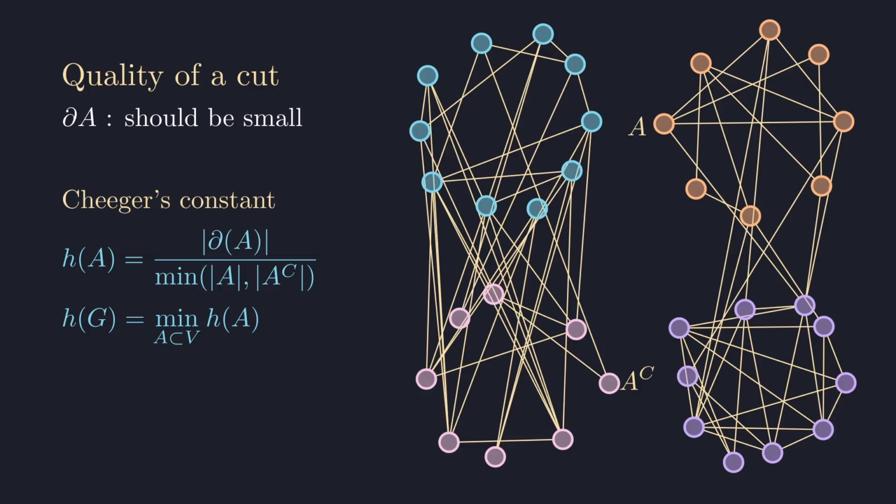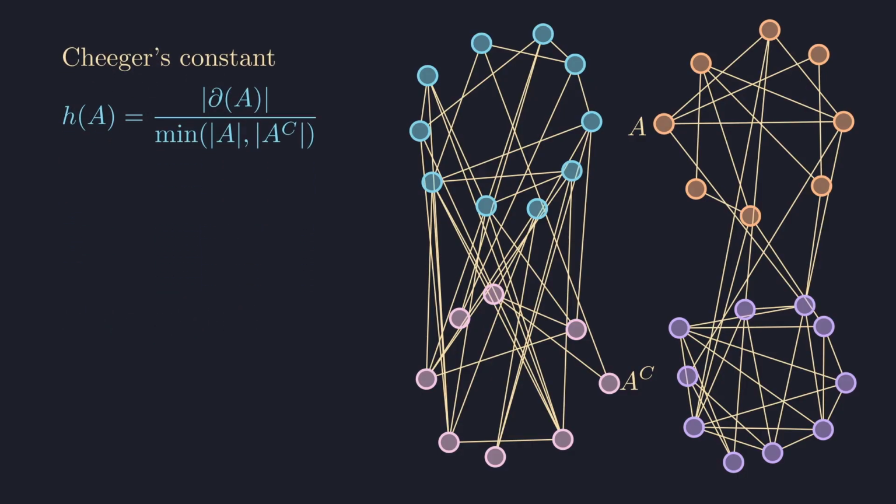Note that minimizing h is actually a good way of finding good clusters. This is because when h is small, the boundary of A is automatically small and none of A or A complement are small enough.